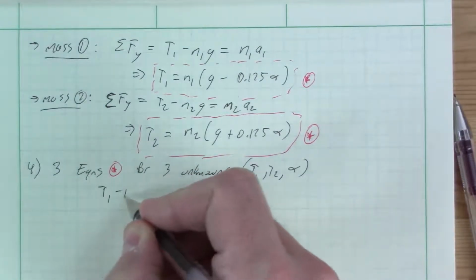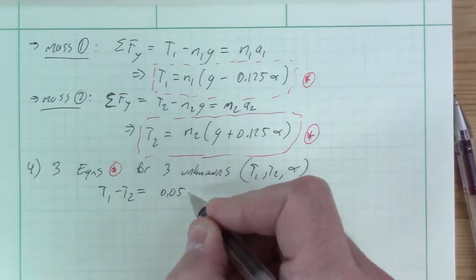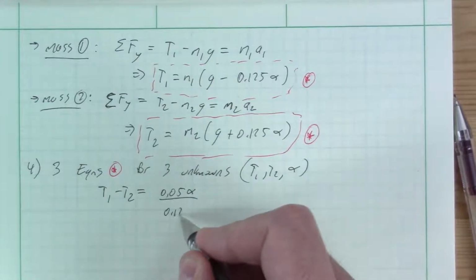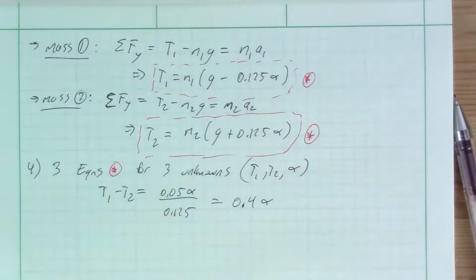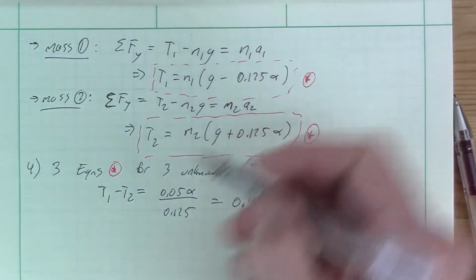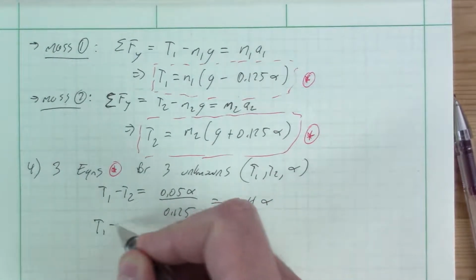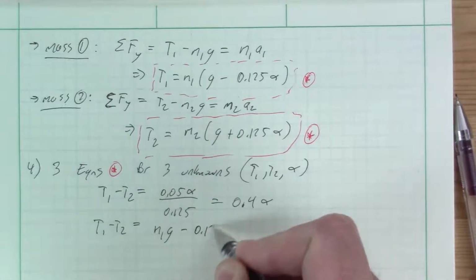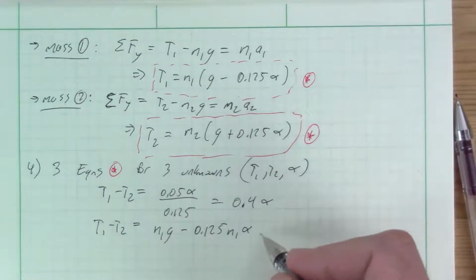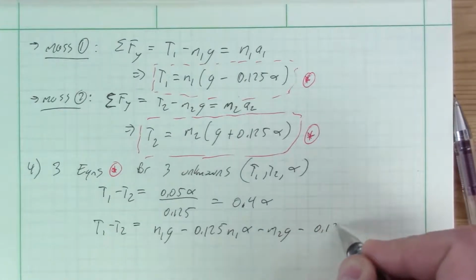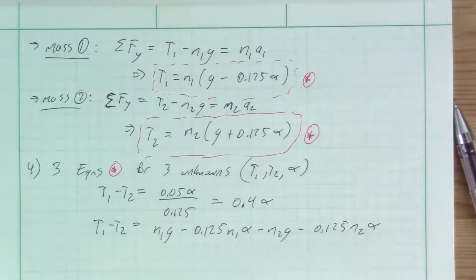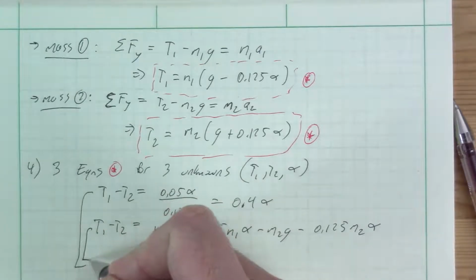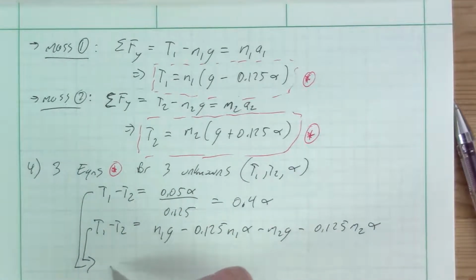So that first one, if we do T1 minus T2, on the right-hand side was 0.05 alpha, and both of these had a 0.125 in front. And so this is 0.4 alpha. And then we take this minus that, and we get T1 minus T2 equals M1 g minus 0.125 M1 alpha minus M2 g minus 0.125 M2 alpha. So all of this combined, replace this left-hand side with 0.04 alpha, pull all the other alphas to this side.